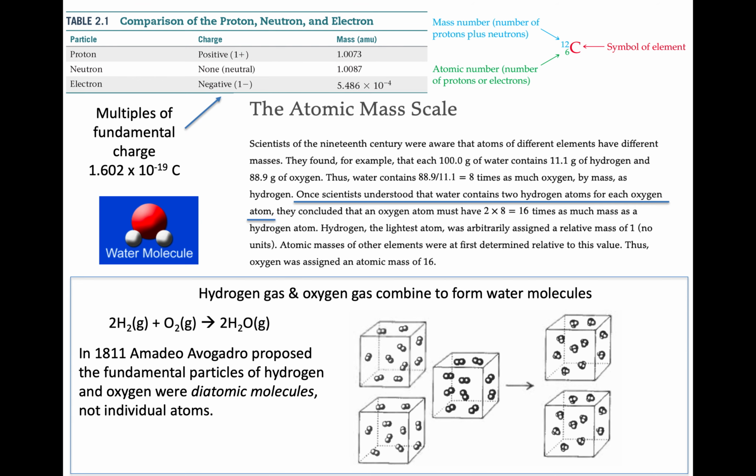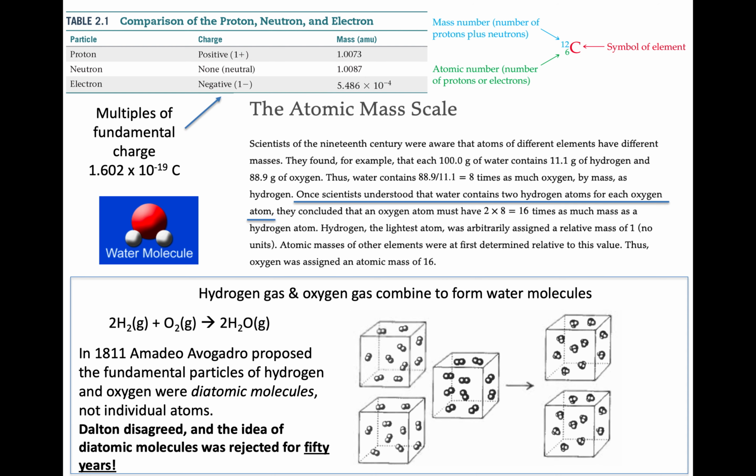This is what Avogadro proposed. So this was in 1811. He proposed that the fundamental particles for the hydrogen and oxygen were diatomic molecules, not the individual atoms. And this then makes the reaction work at the particle level. So if you could go back in time and let's say you proposed this in 1810, you scooped it before Avogadro, how would that be received?